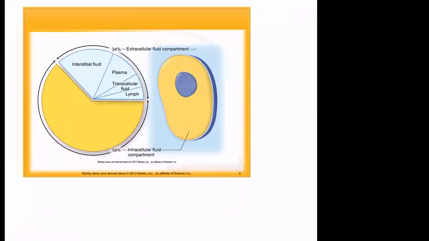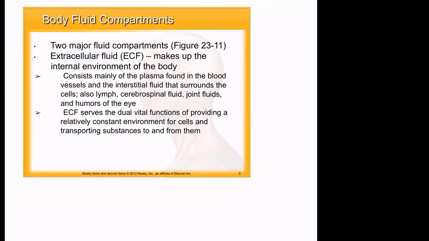Extracellular compartments include places like the blood, or the joint spaces, or those areas in the brain and spinal cord where the fluid circulates, or the fluid that moves around white blood cells.